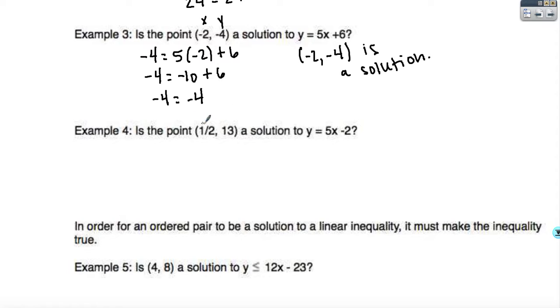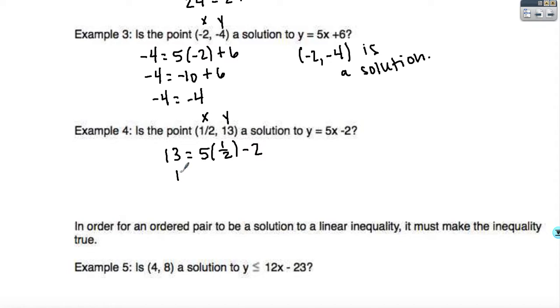Number 4 says, is the point (1/2, 13) a solution to y equals 5x minus 2? So I start by labeling my x and my y in my coordinate, and then I take my x and y and plug it into my equation. So I'm going to have 13 equals 5 times 1/2 minus 2.